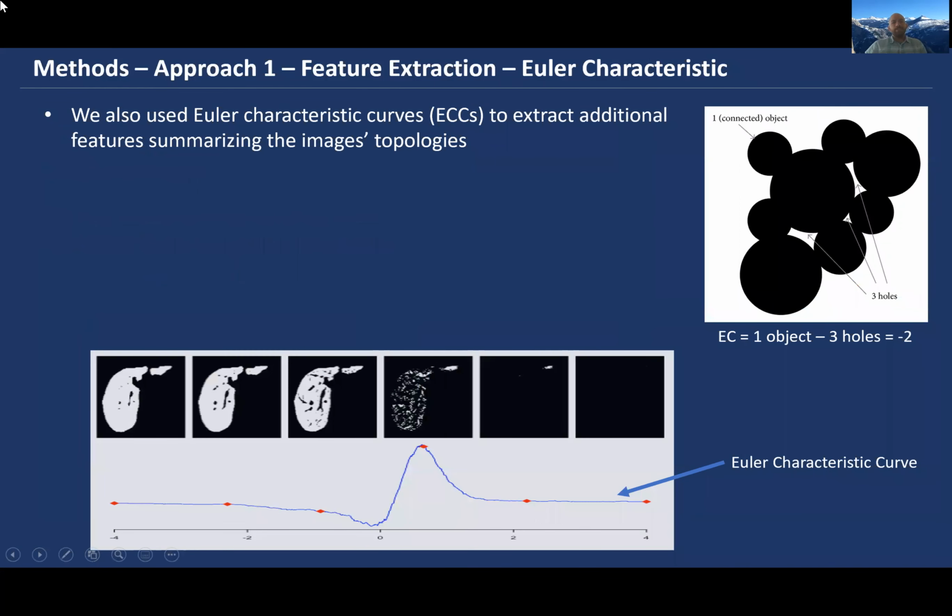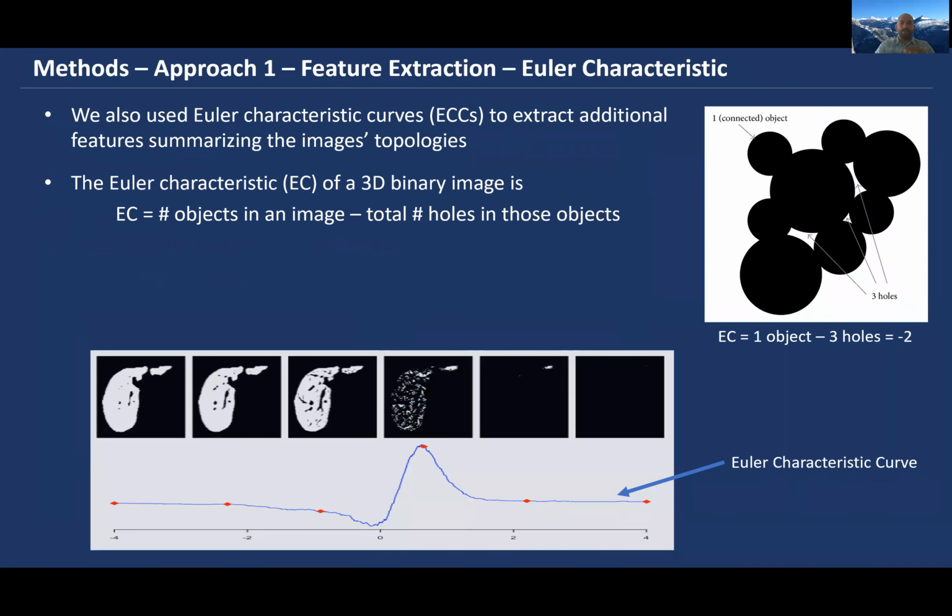So we also use the Euler characteristic curves, and these extract additional information on the topologies of the image. Just to define what an Euler characteristic is for a 3D binary image, it's the number of objects in that image minus the total number of holes in that image. If you look at the right, here's an example. We have a single connected component object with 3 holes shown in white. So the Euler characteristic is the 1 object minus the 3 holes, which is -2.